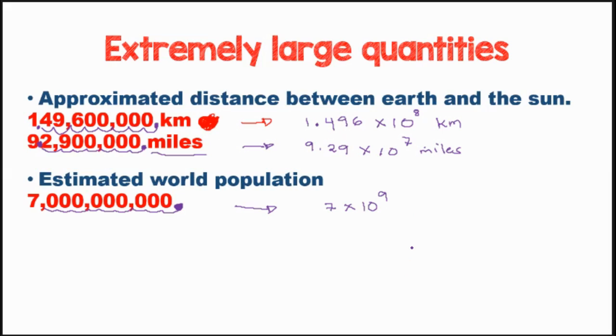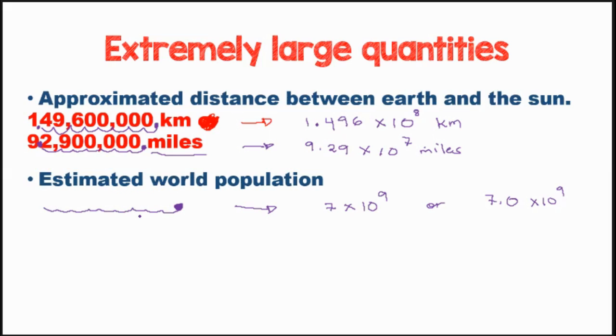That's it. Since there is no unit, we stop there. Or for other students, if you come up with 7.0 times 10 raised to 9, this is also correct. But I dropped it since 0 is not significant and this is represented in whole numbers.